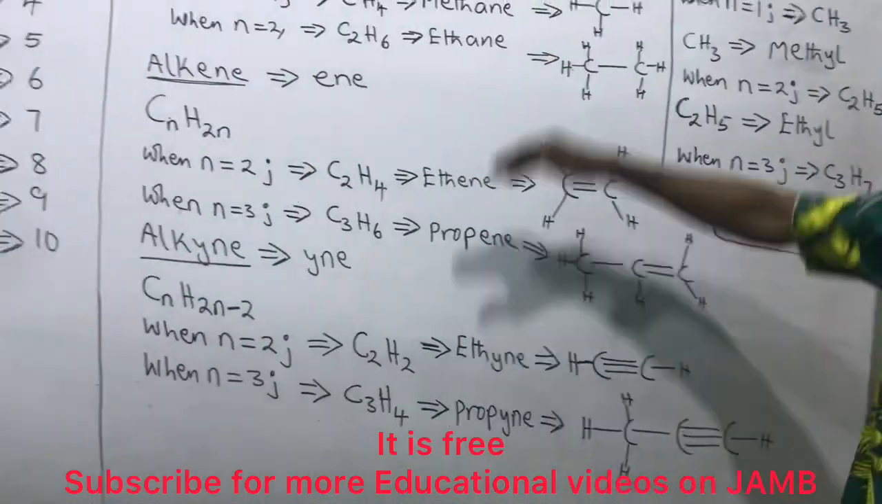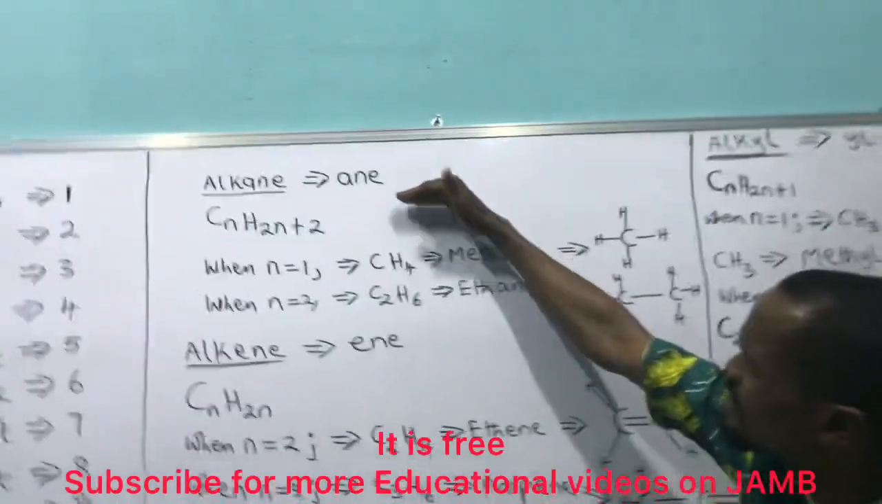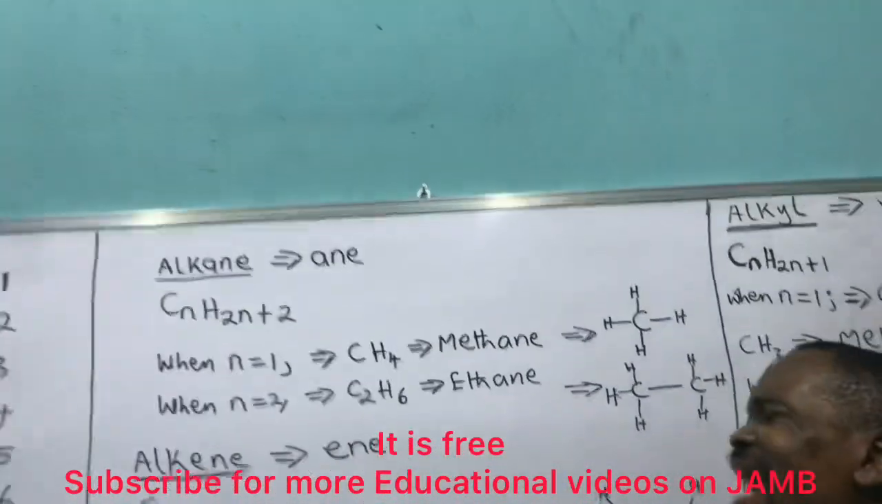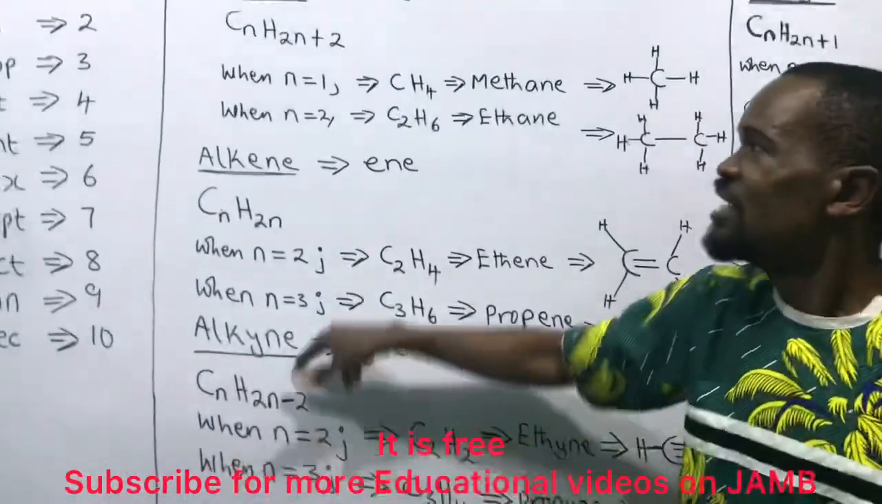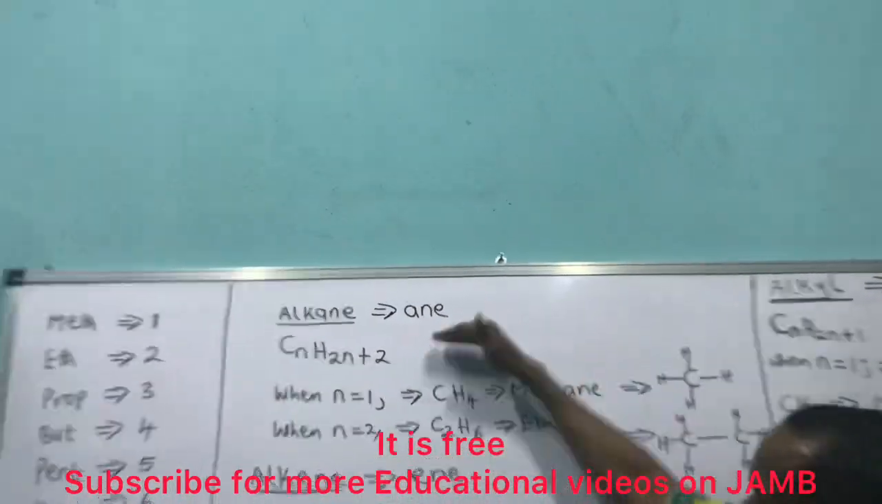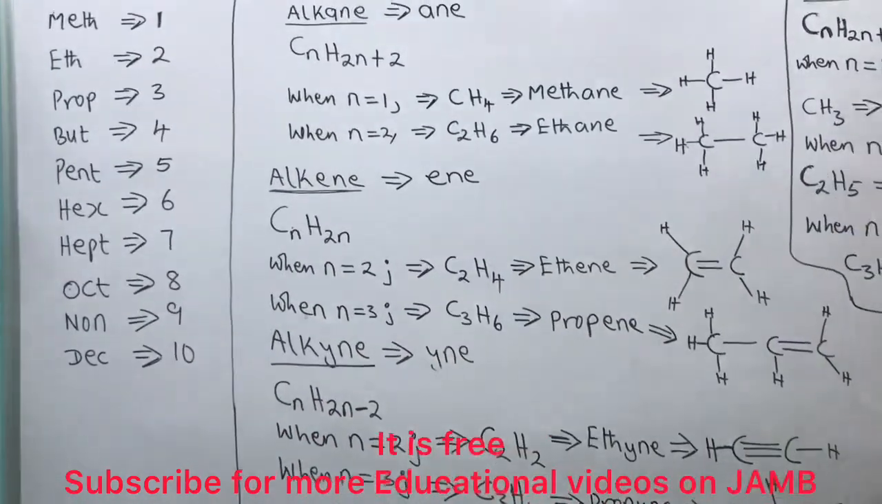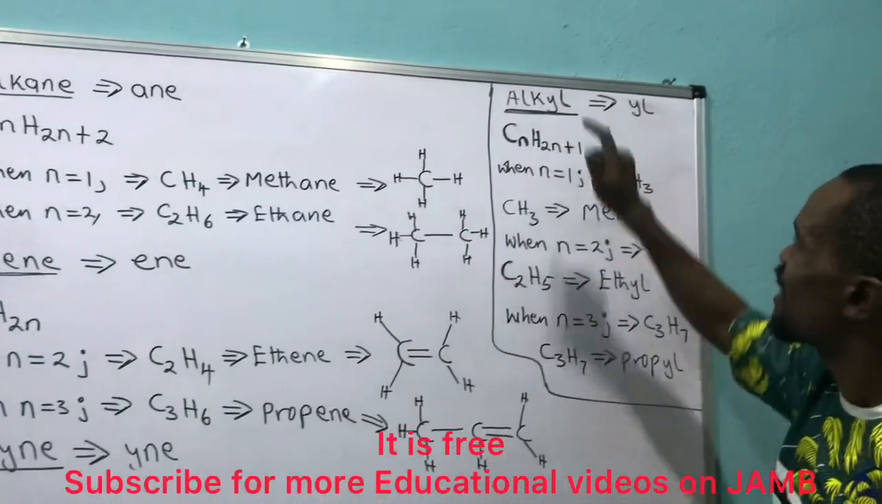Then after this, you remember that this is saturated. This is unsaturated hydrocarbon, which is what? Alkene. And alkyne is most unsaturated. Look at saturated hydrocarbon. This one is what? Unsaturated. This one is most unsaturated. Then now, let's go to this one.